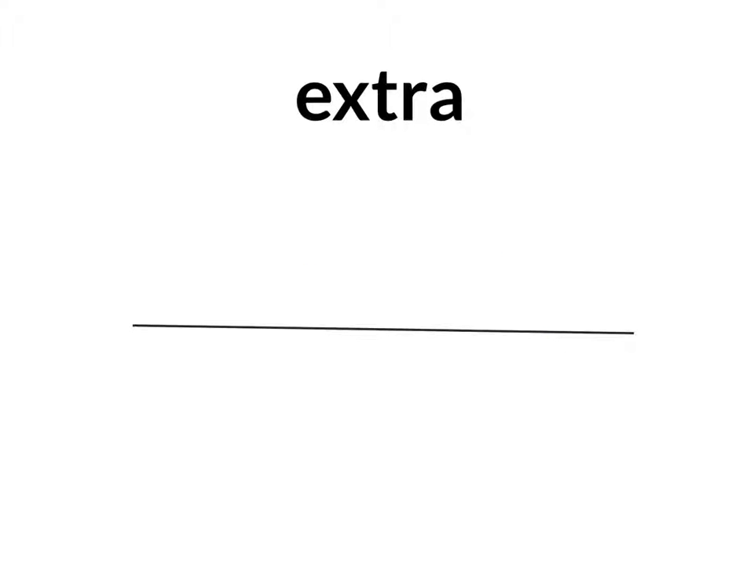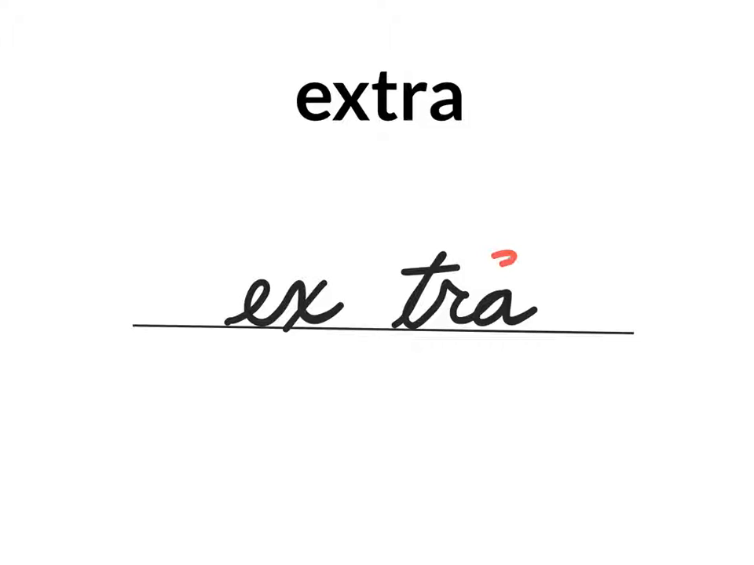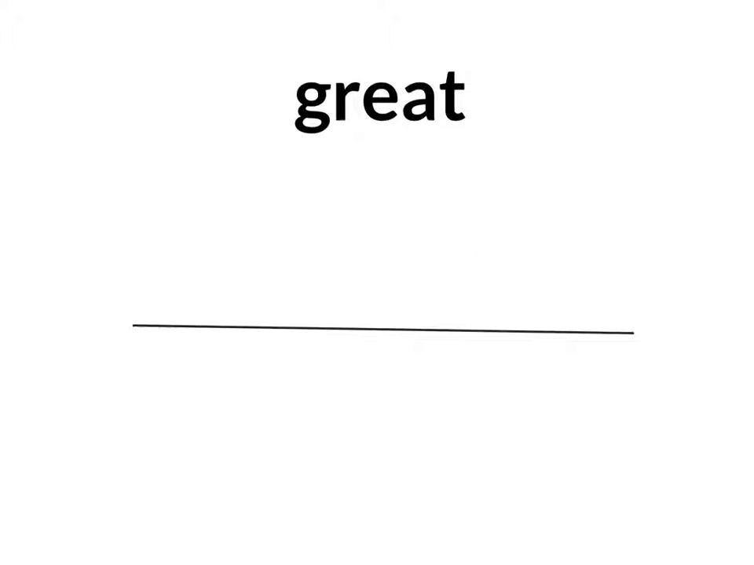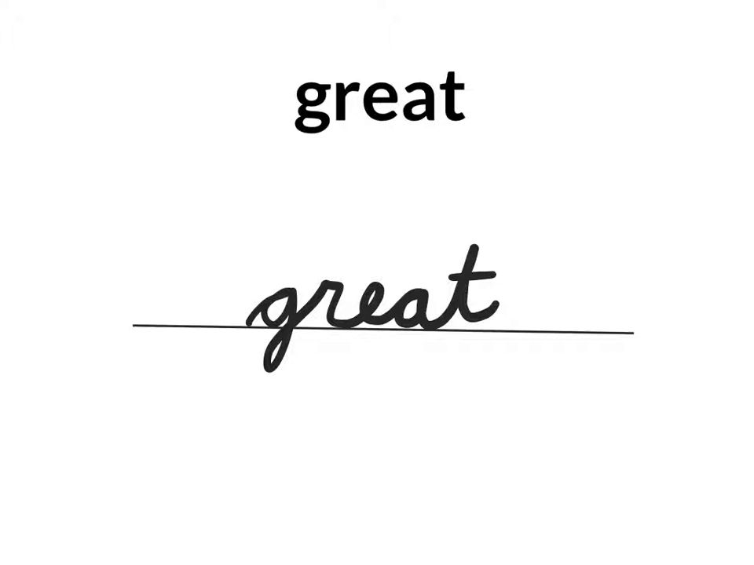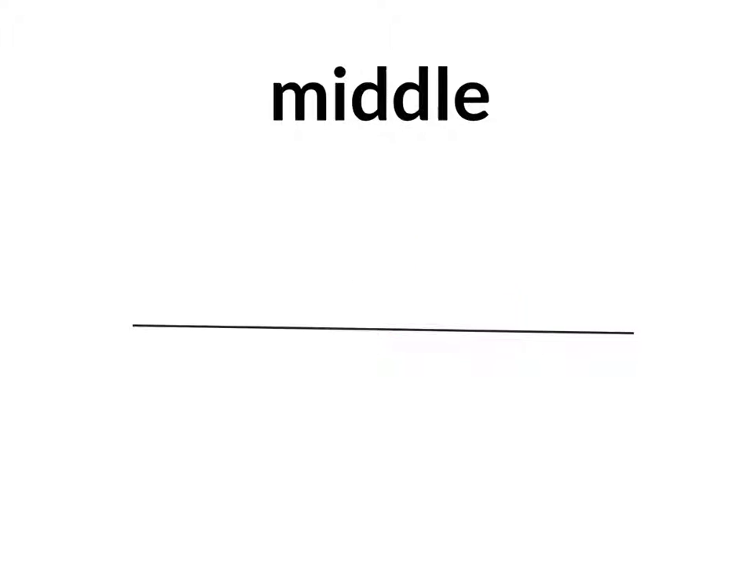Extra. We think to spell e, x, t, a. Because A makes the sound, it's the third sound, and we put a 3 on top. Great. We think to spell g, r, a, t. Because this EA says A, we put a 3 on top.